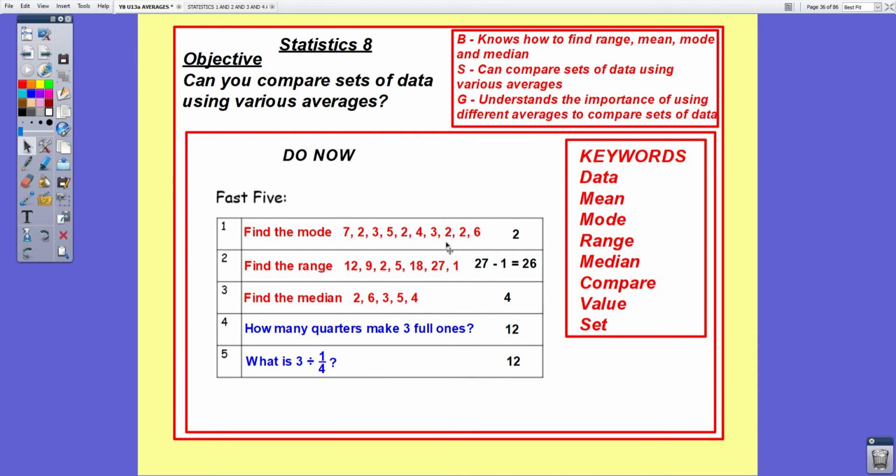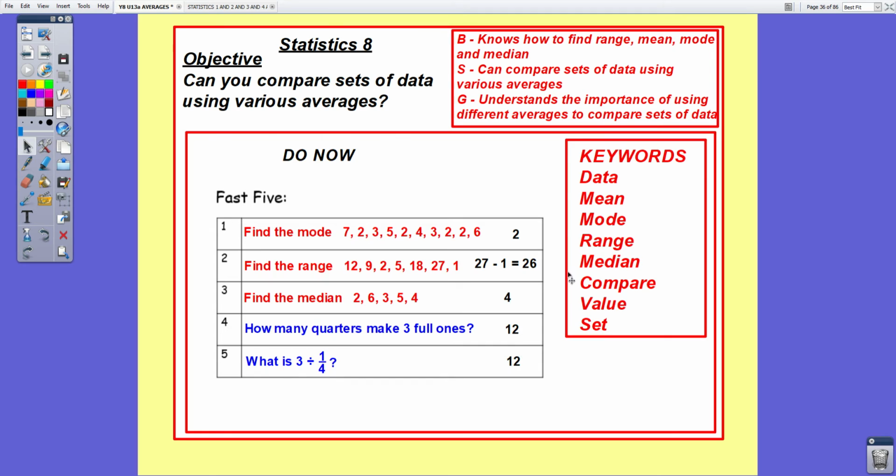Question 1, the mode, the most common number. 2, the range, the difference between the highest and lowest value, 27 take away 1 is 26. The median, the middle value when put in order of size, 4. How many quarters make 3 full ones? Think of 3 pizzas split into 4 each. 3 fours, 12. And question 5 might look awkward, but it's just the same as question 4. 3 divided by a quarter, how many quarters in 3?